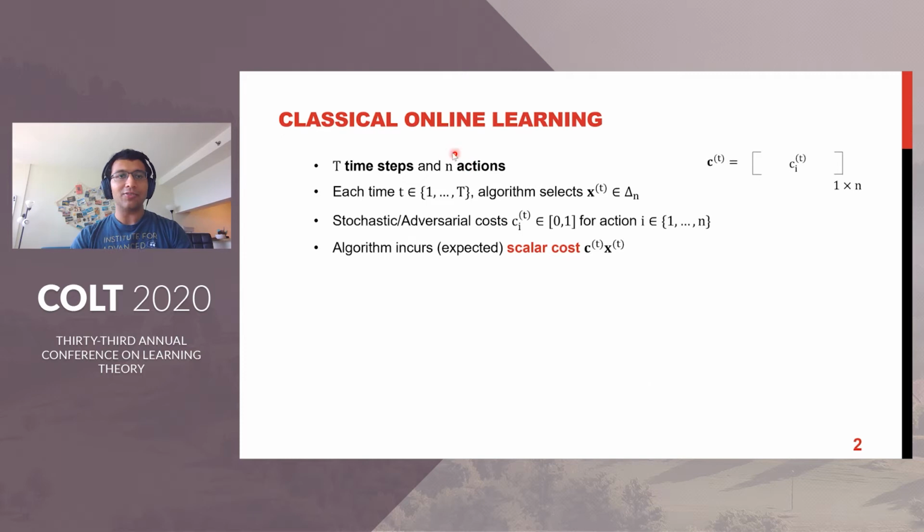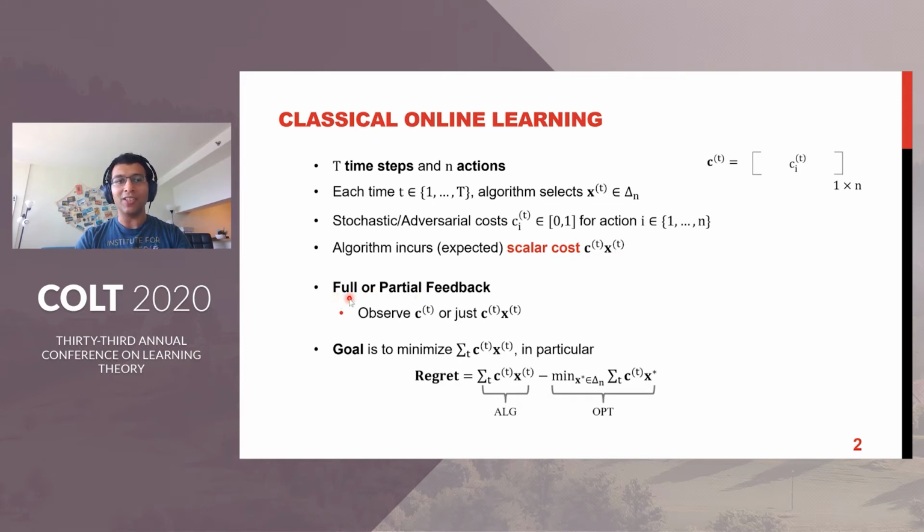So let's start off by recalling the classical online learning setup where we have T time steps and N actions. At each time step, the algorithm has to select an action or a distribution over actions, where action i incurs some cost. So maybe action i incurs a scalar cost between 0 and 1, c_i^t. The point is the algorithm doesn't know these costs before selecting the action. So the algorithm first selects an action or a distribution and it incurs this cost.